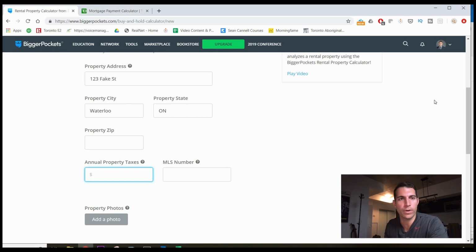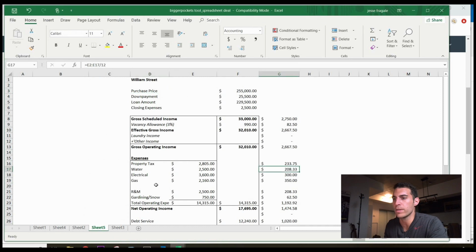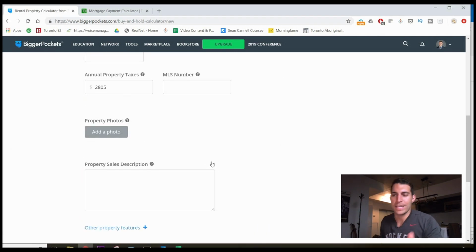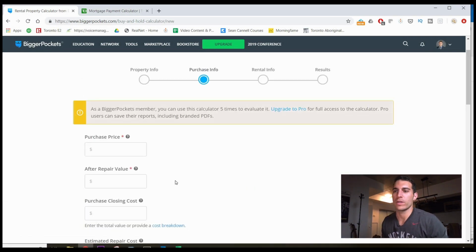Okay, so I'm gonna start inputting this stuff. I'm gonna zip by here just so we don't bore anybody. So check this out. This is the property tax, 2805. So I'm gonna go back here. I'm gonna put 2805. You can add a photo, fantastic. Add a property sales description, great. Not gonna use it for our purposes. Go on to the next.